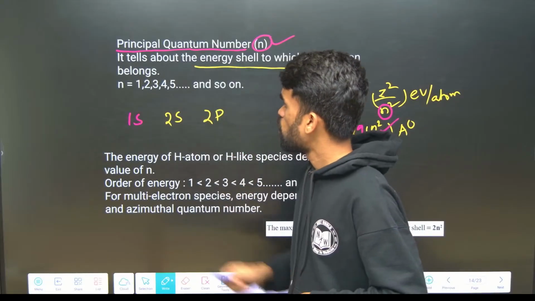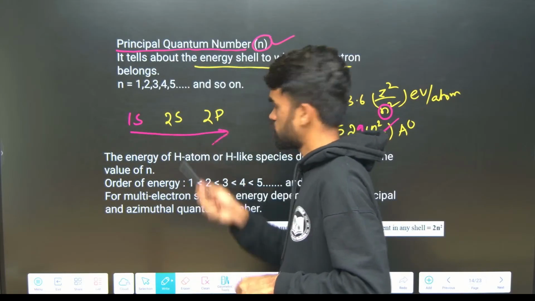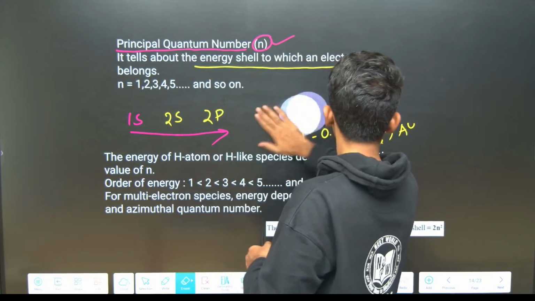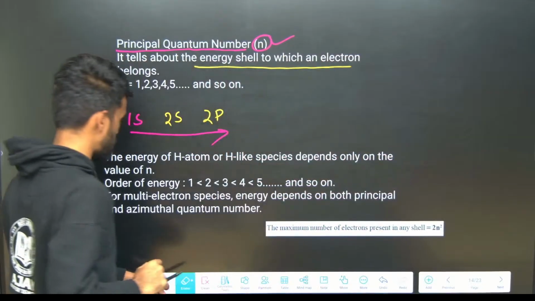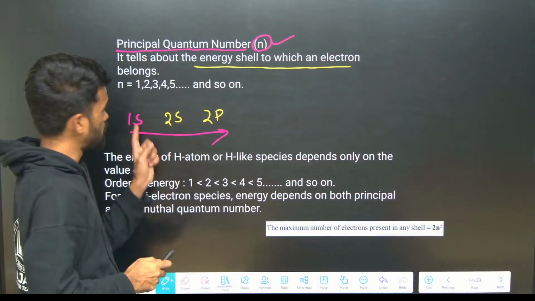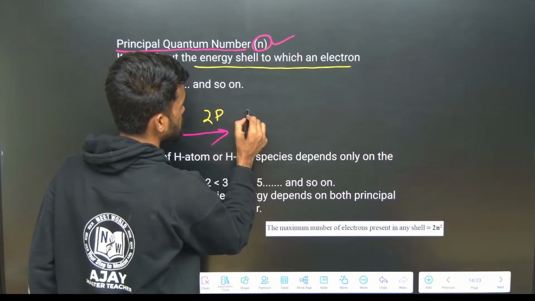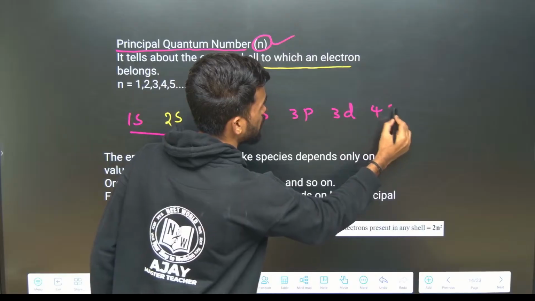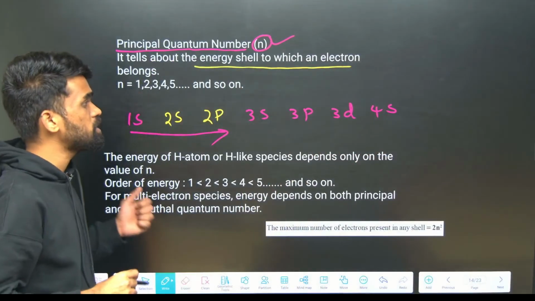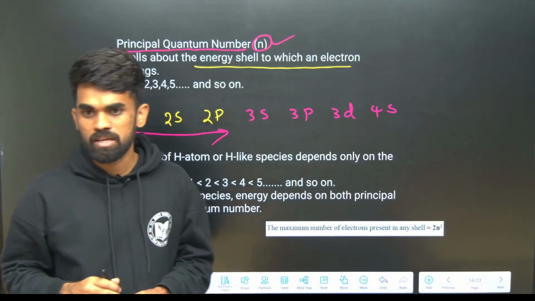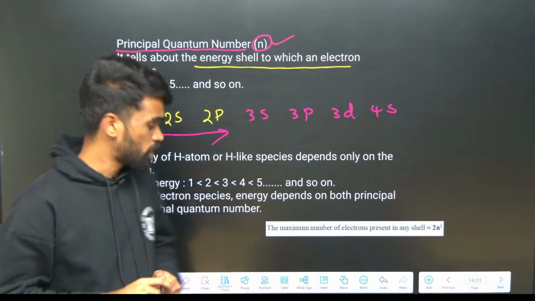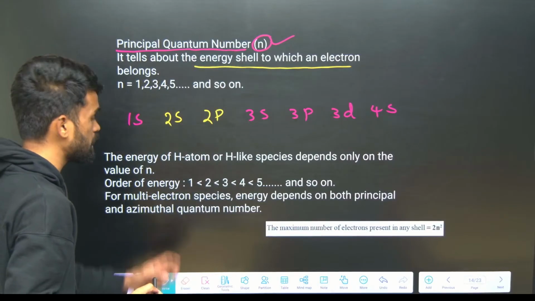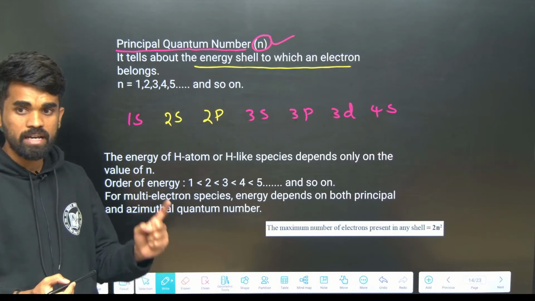So what is the energy order for them? They will ask by giving a set of different orbitals, like 1s, 2s, 2p, next 3s, 3p, 3d, 4s, and they will ask you to arrange them in increasing order of their energies. So how do you answer this? Whenever they ask for increasing order of energy, look here. For single electron systems you have a different order than for multi electron systems.